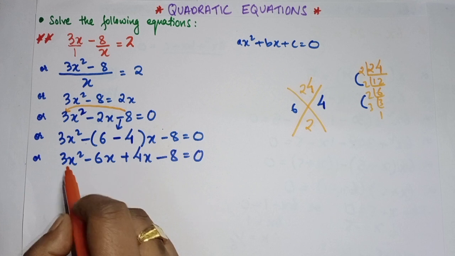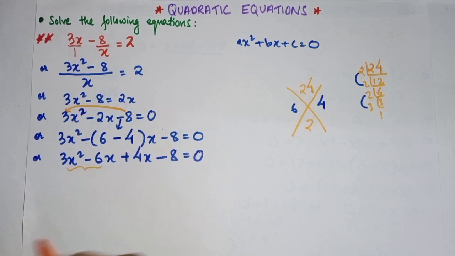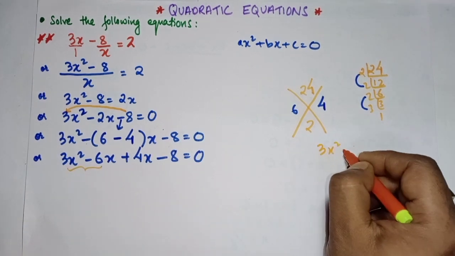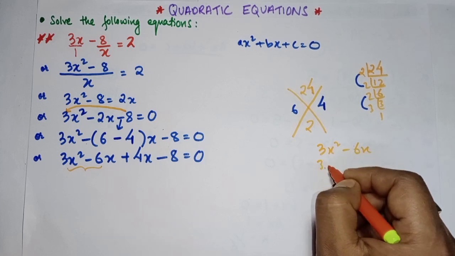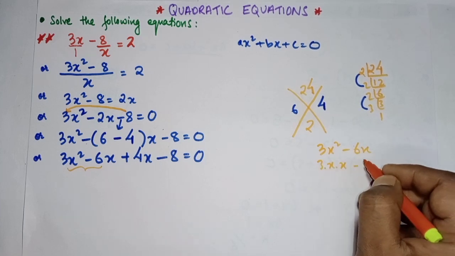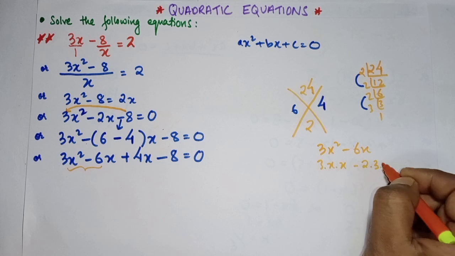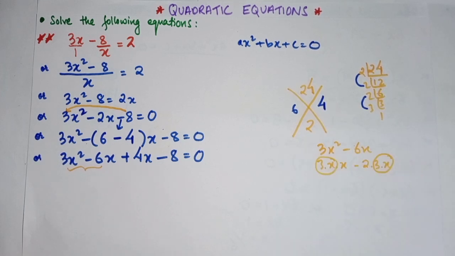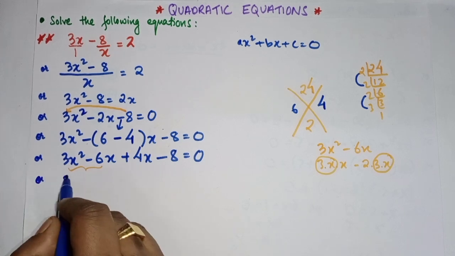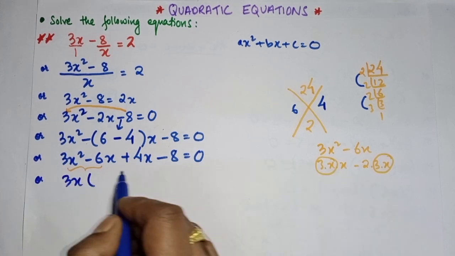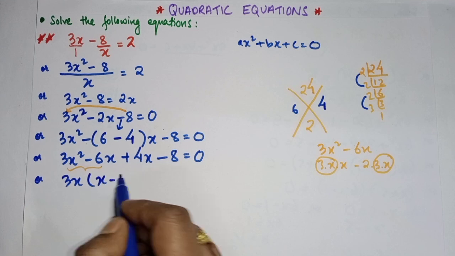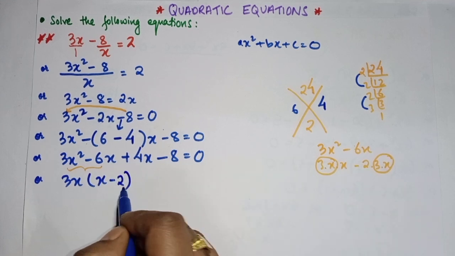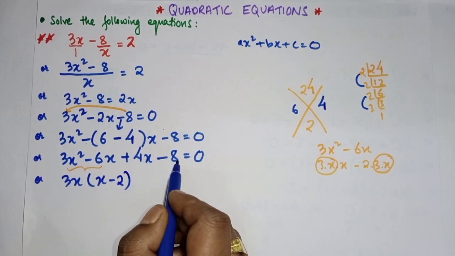Now what do I have to do? From this, take common. Let's do it in a raw form. 3x square, I can write x into x, minus 6x, what can I write this? 2 into 3 into x. So you can see 3x is matching. That means what can I take common? 3x I can take common. So what is left over here? x minus 2. Now what will be common? You can see here 4 and 8 is there.